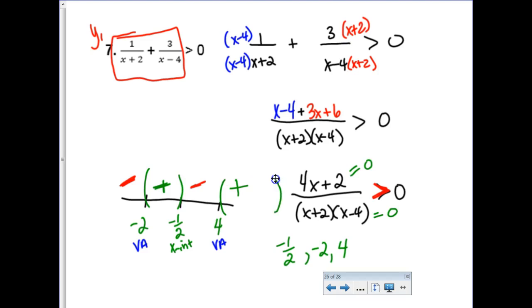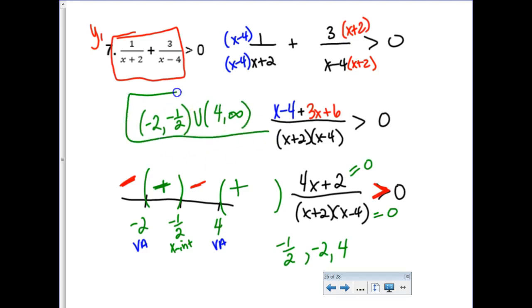Okay, pen, come on. So our domain interval, starting from the left, goes from negative 2 to negative 1/2, union 4 to infinity. Notice parentheses on everything. The only time you will use a bracket on these intervals is if it says greater than or equal to or less than or equal to, and you're referring to an x-intercept. So if neither of those things are occurring, then it's parentheses all the way.